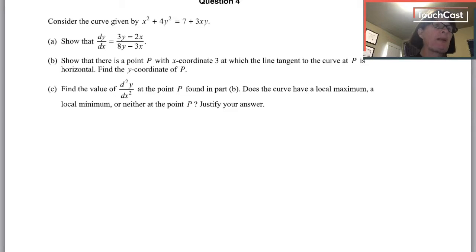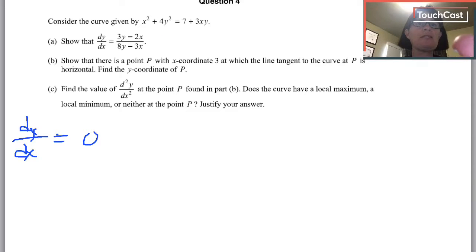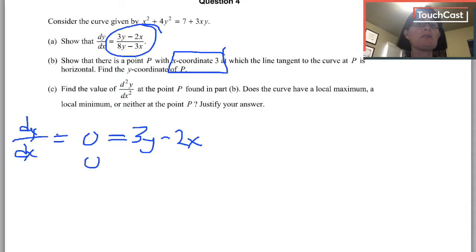All right. So for there to be a point P at which the tangent to that curve at P is horizontal, then I must know that at some point dy dx equals 0. Horizontal tangent. Tangent has 0 slope, slope is 0, derivative is 0. So dy dx has to equal 0. Notice my dy dx is a fraction, and a fraction is equal to 0 when its numerator is equal to 0. So I know that 0 has to equal 3y minus 2x. And check this out. They've told me that my x-coordinate has to be 3. So 0 equals 3y minus 6, which tells me y is 2.